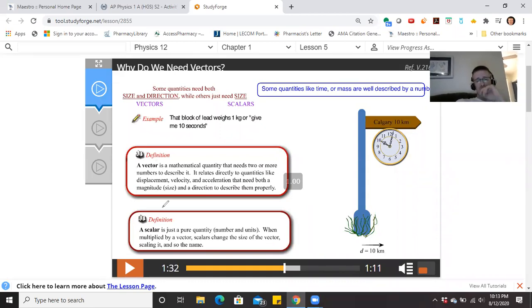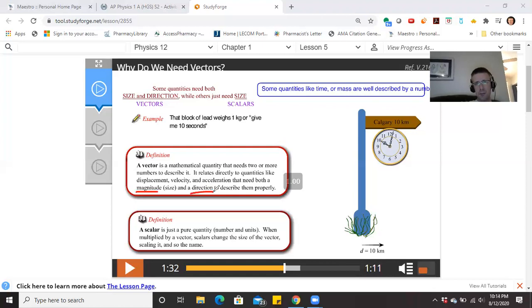Now, vectors are quantities in math that possess two characteristics, okay? Those two characteristics are magnitude and direction, okay? Direction is easy to understand, but the word magnitude sometimes confuses students. Magnitude is just a fancy word for how large a number is, okay?